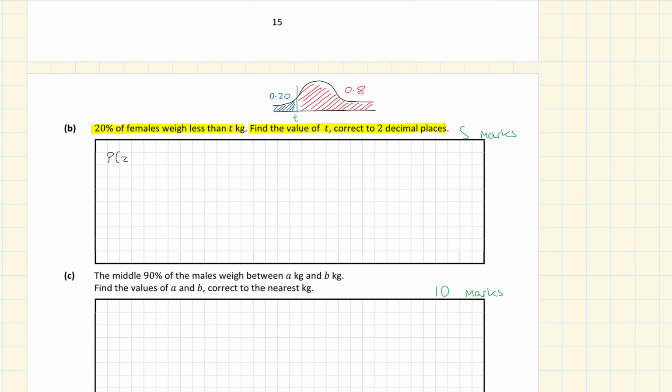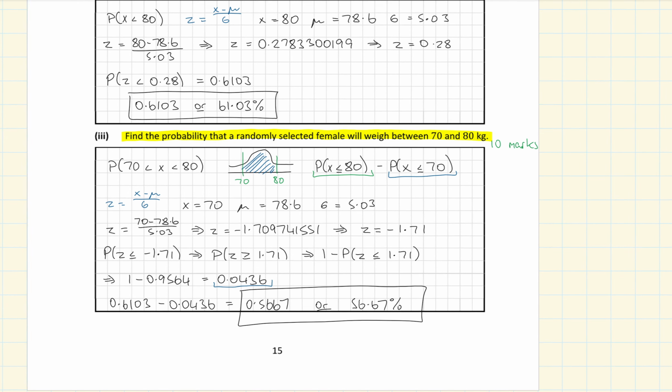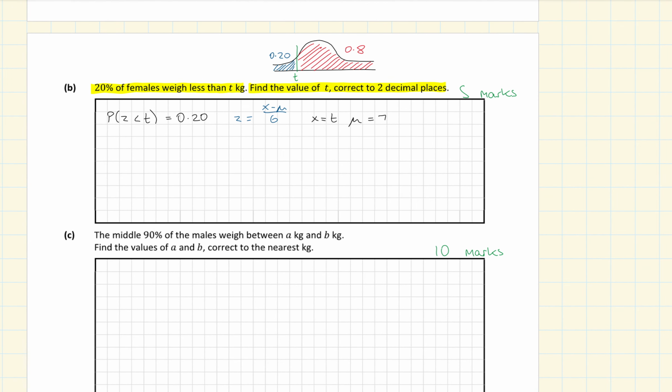So the probability that Z is less than T is going to equal 0.2. So we need an X score for this. We have a little bit of work to do in between, but we'll set up for a Z score anyway. So it'll be X minus mu over the standard deviation. The X value I don't know, it's T. My mean for the females was 78.6, and a standard deviation of 5.03.